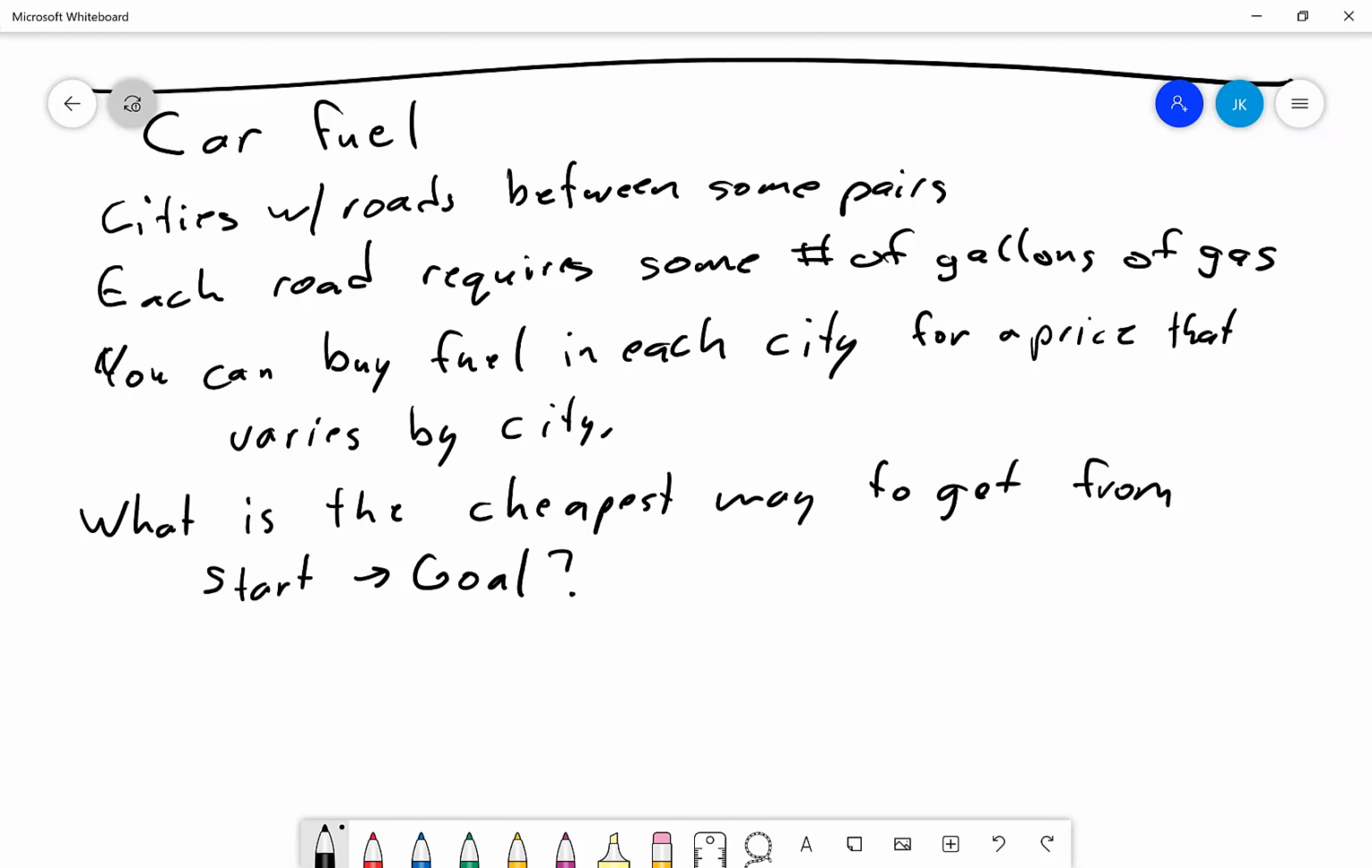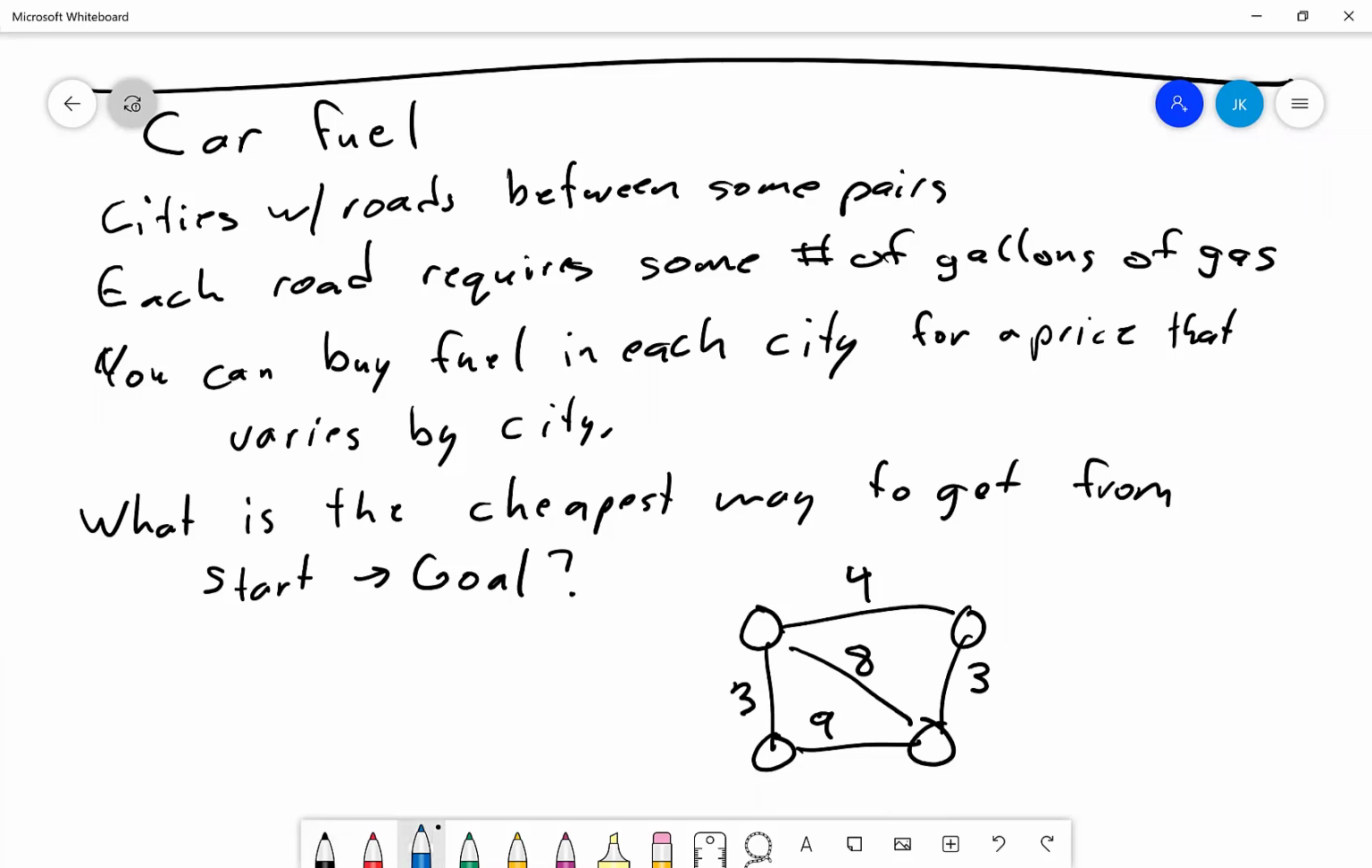Okay, so think about the problem here for a minute. We've got some set of cities. We've got roads that go between them. Okay, each of those roads takes some number of gallons, depending on whatever conditions there are. So maybe there's one here. Maybe this takes 4 gallons, and this one takes 3 gallons, and this one takes 8 gallons. And this takes 3, and this takes, I don't know, 9. Okay. And then there's going to be a cost associated with the gas in each place.